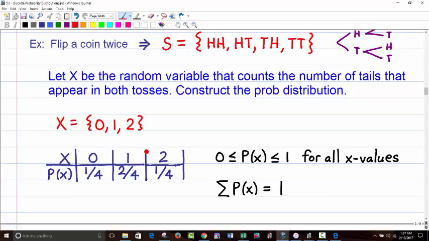Now the probability of getting 1 tail, there's 2 ways to do that, HT, TH. 2 out of 4, I just didn't bother to reduce the fraction. Makes it easier to add them up. And then 2 tails would be the TT outcome, 1 out of 4. So each of those probabilities are fine, and if you add them up, it's easy to see they're 4 over 4, which is 1.